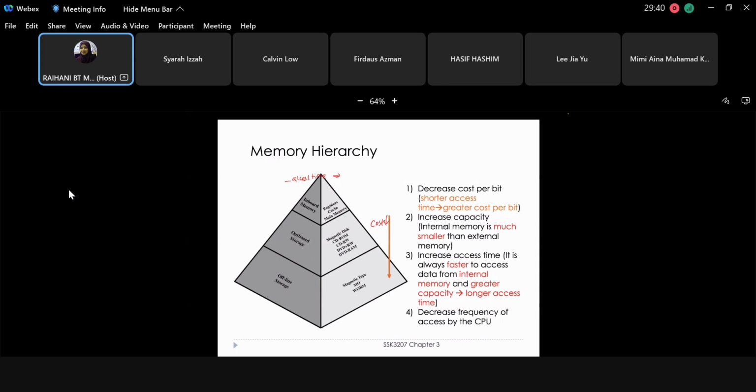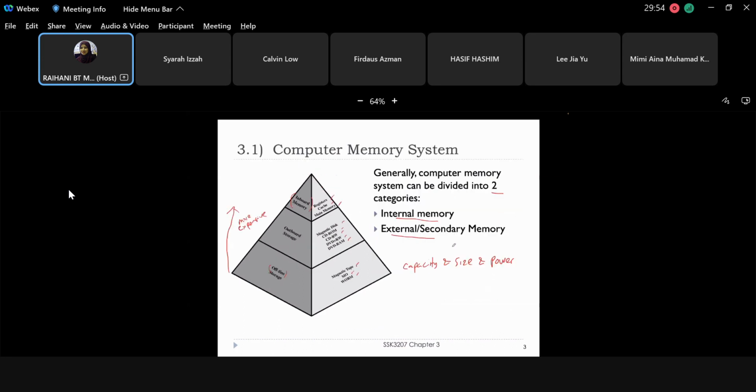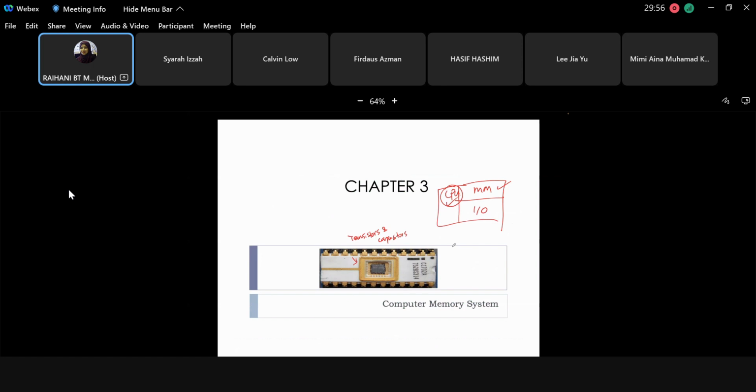Increased capacity: in terms of internal memory, it is much smaller than external memory. So in terms of capacity, of course, the size is much smaller than external memory. You can see that this one is very small, but it has millions of transistors and capacitors residing inside one memory, main memory.